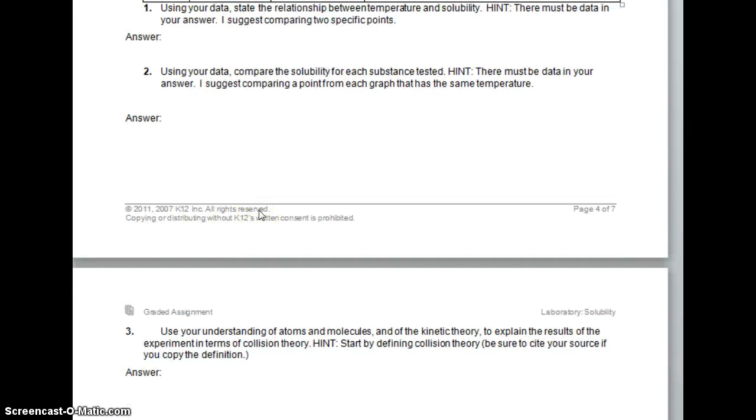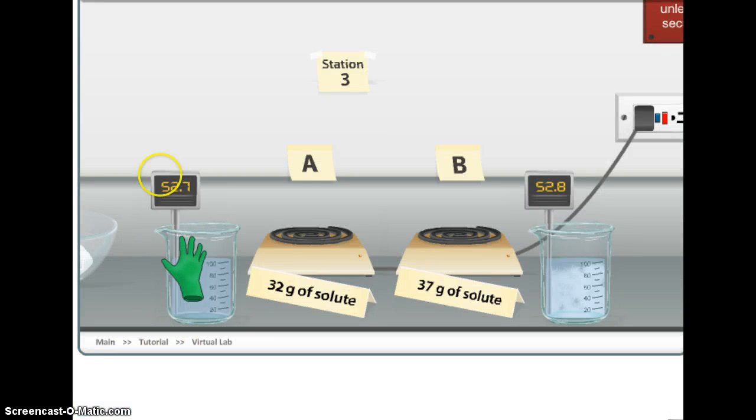Use your understanding of atoms and molecules and of the kinetic theory to explain the results of the experiment in terms of collision theory. Okay, collision theory means atoms are constantly moving. And because they are constantly moving, they can dissolve things. Dissolving happens when molecules of the solvent hit molecules of the solute, and basically it breaks it down into little pieces. The warmer it is, the faster the molecules are moving. The more collisions, the more of the chemical is going to dissolve, and of course also the quicker it's going to dissolve.